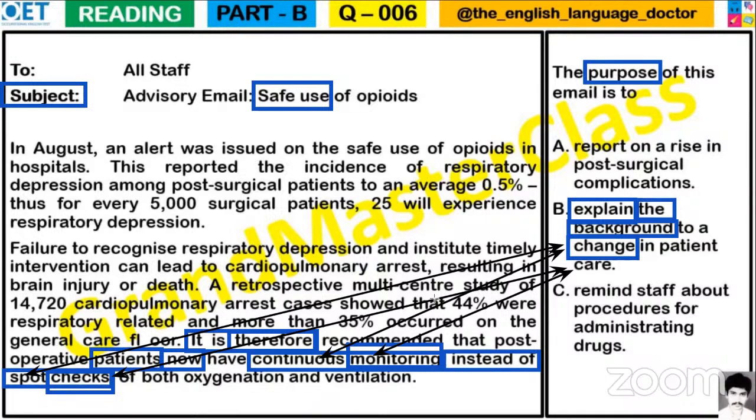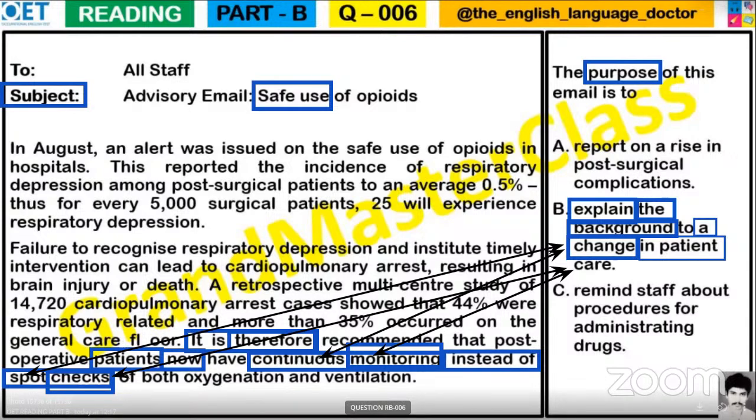And the background, the backdrop, is the cases, the deaths, brain injuries, or death. So even in the hospital background, this many situations happened. So that is the reason why there's a change in the type of care given to the patient. So that's it. That is the explanation.